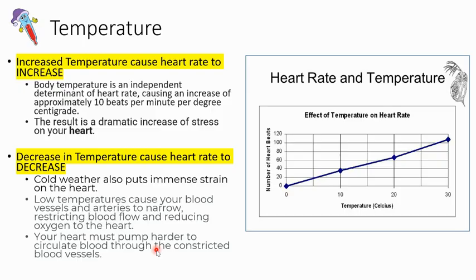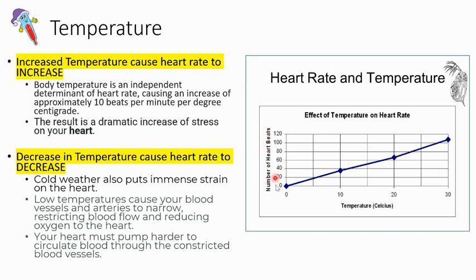Now, how does body temperature affect the heart? Well, increased temperature causes heart rate to increase. If you guys have ever been outside, I know we just kind of came off of summer here, if you're just sitting outside and it's 100 degrees outside, your heart rate's going to be going faster. Body temperature is an independent determinant of heart rate, causing an increase of approximately 10 beats per minute per degree Celsius, not Fahrenheit. I know we're used to Fahrenheit over here. The result is a dramatic increase of stress on your heart.